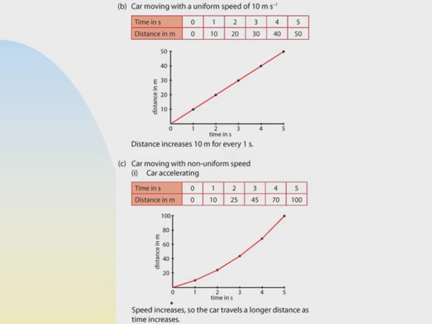Next, the car is moving with a non-uniform speed. Here the car is accelerating. Time is 0, 1, 2, 3, 4, 5. Distance is 0, 10, 25, 45, 70 and 100. So we check the speed: 10 by 1, 25 by 2, 45 by 3, 70 by 4, 100 by 5. That means speed increases, so the car travels a longer distance as time increases. So we can say the car is accelerating.